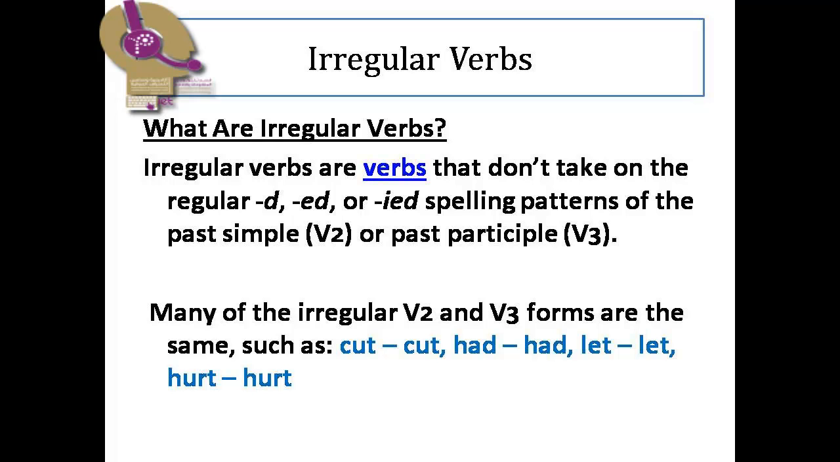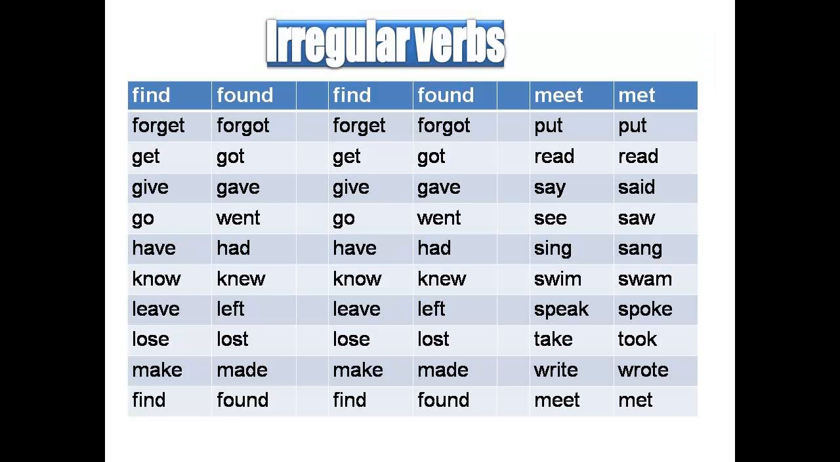Many of the irregular verb 2 and verb 3 forms are the same, such as cut, had, let, hurt. As you can see, verb 2 and verb 3 are the same in form. Here are the irregular verbs. Don't forget to learn them.